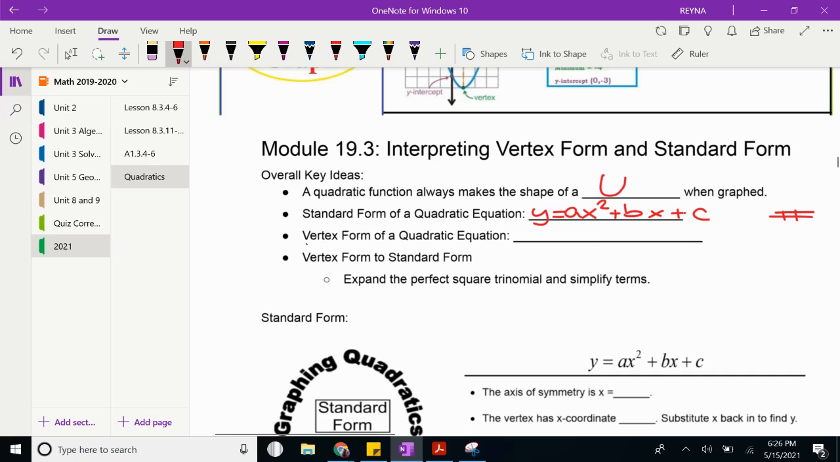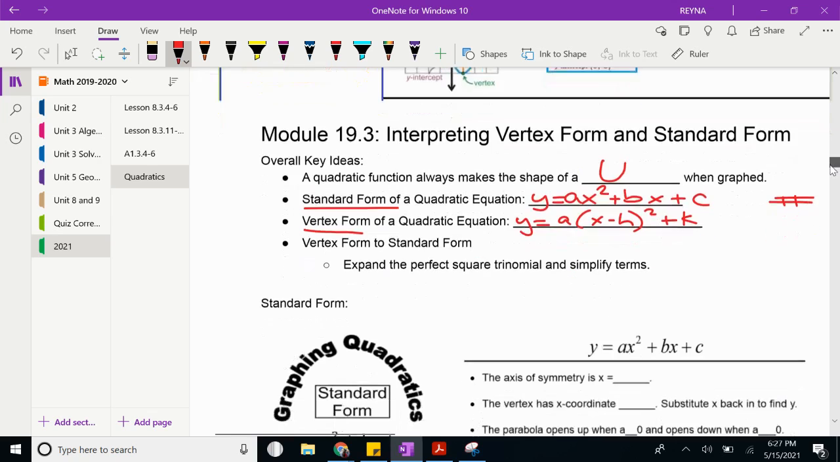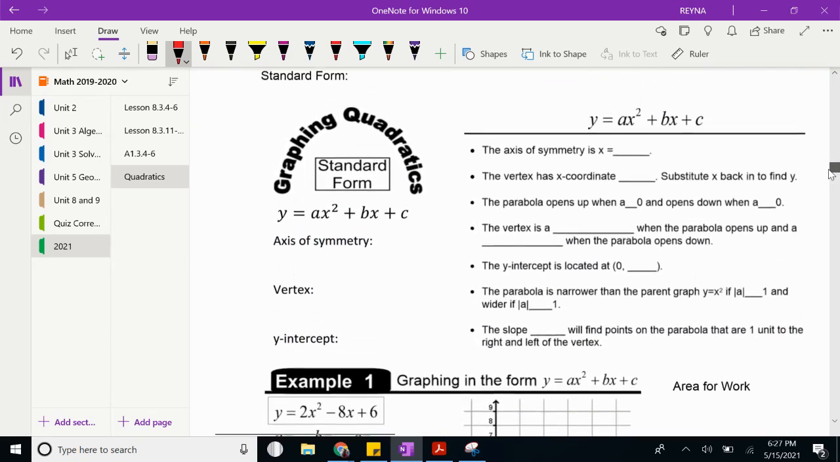Our other form is our vertex form. So we got standard form and vertex form. You write vertex form as y equals a parentheses x minus h squared plus k. And you guys might notice that this looks familiar because it is very similar to absolute value graphs, which we talked about previously. So first, let's take a look at standard form and what information we can get from standard form.